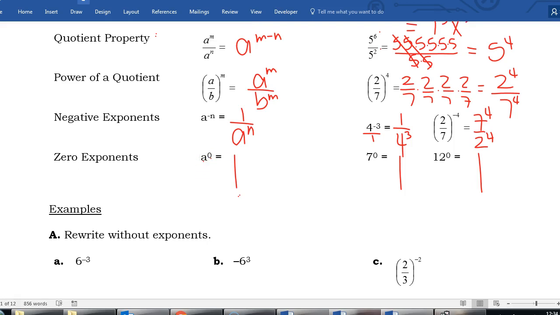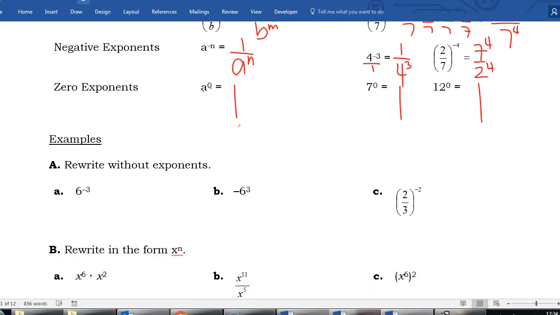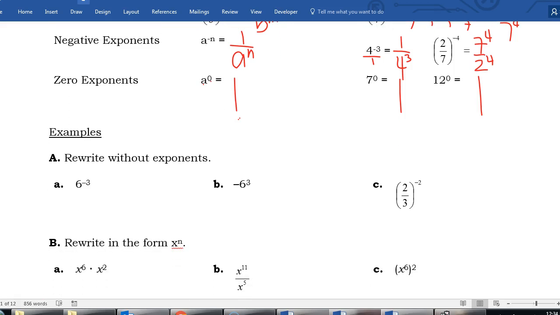Okay, a couple of examples. Rewrite without exponents. So if I have 6 to the negative 3, I'm going to use my negative exponent rule to rewrite that 1 over 6 to the positive 3. And then I'm going to use my calculator or my handy-dandy brain tool to know what 6 times 6 times 6 is. And that's it.